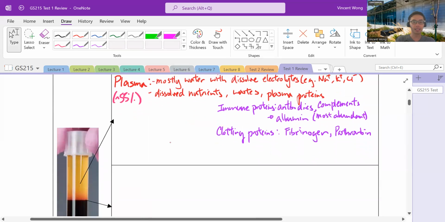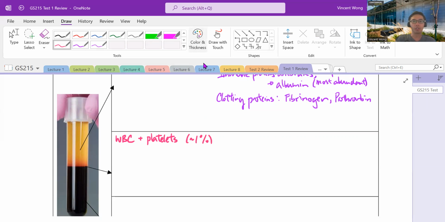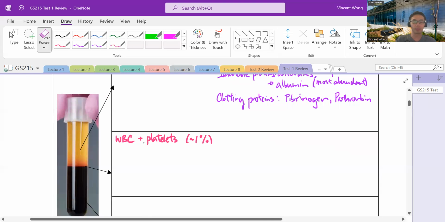That's the plasma. The middle layer here, that is your white blood cells. WBC, white blood cells, plus the platelets. Okay, they don't really have the iron in them, so they're not as heavy. They don't sink down. They just kind of hover in the interface between the plasma and the hematocrit. And that makes up approximately 1% of all your total blood volume.